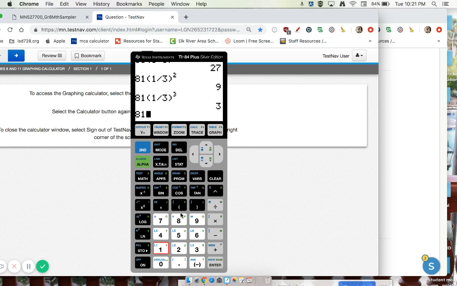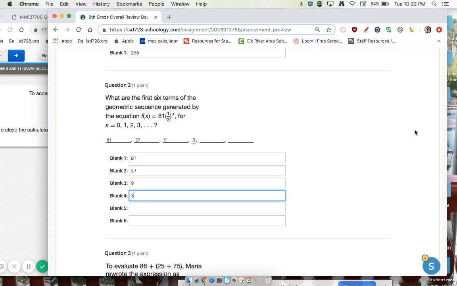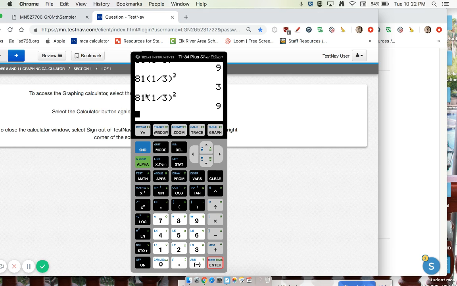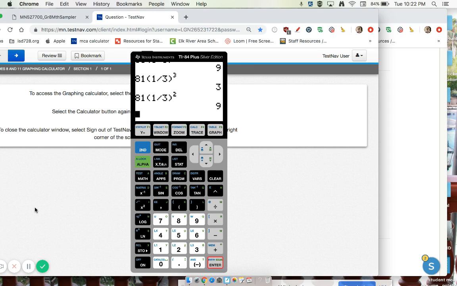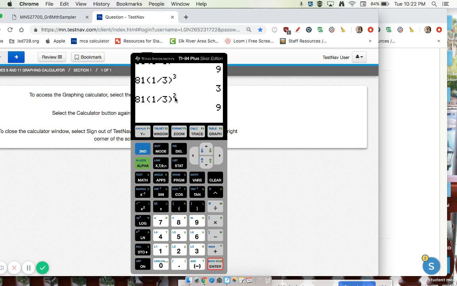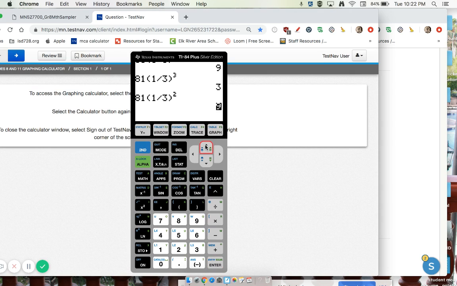81 parenthesis 1/3 squared now. And I'll just use this for squared, but you could use this to the second. And that will, whoa, that is 9. That surprises me. I'm going to try one more time. 81 parenthesis 1/3 squared. All right, we'll go with it. And then what's my next term? To the 4th power or to the 1st power? Oh, that's where I messed up.